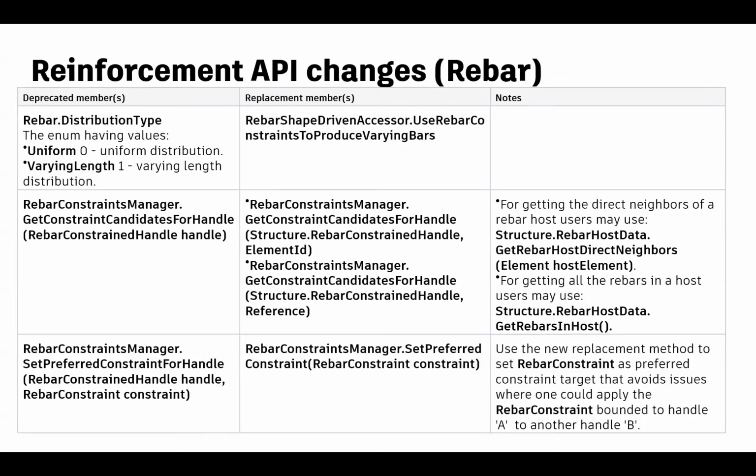Some changes in the reinforcement API, just because a lot of new functionality and new API was added to govern the rebar distribution. Basically, there is much more functionality in rebar constraints manager, and basically deprecated members are listed on the left-hand side here, and replacement members on the right-hand side, all for your reference.